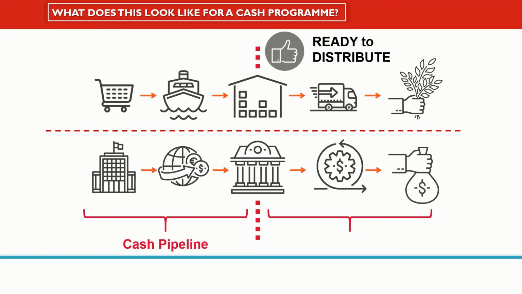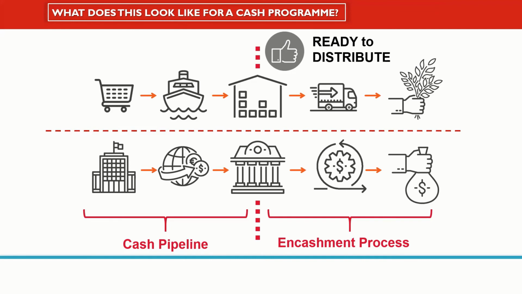The term cash pipeline replaces the supply pipeline. The cash pipeline is the process by which money moves from the donor to the bank account near where the humanitarian intervention is taking place. The encashment process is another term for the distribution process, which we would have had in an in-kind programme. This is the way in which the money moves from the humanitarian organisation to the recipient. The cash pipelines and encashment processes can involve many steps and several different actors.